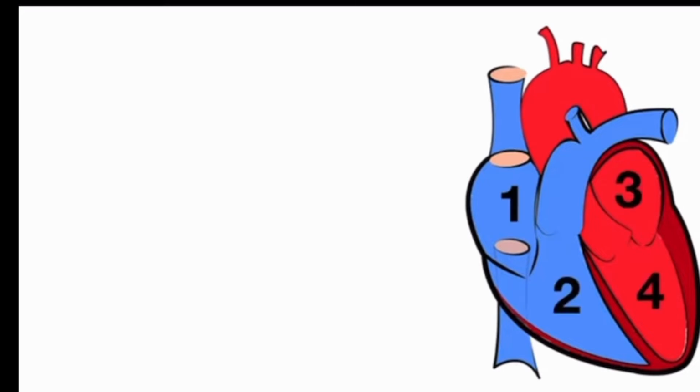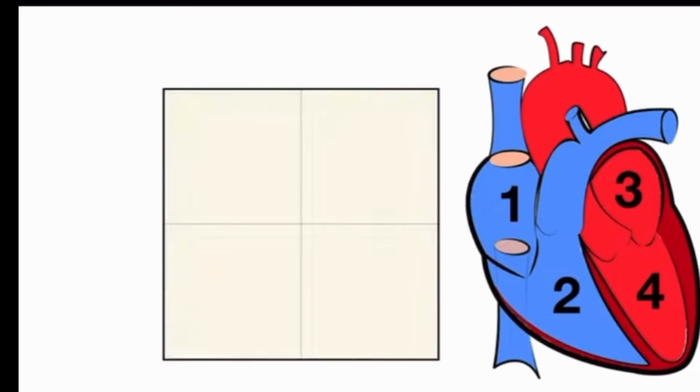You'll notice that there are 4 main chambers labeled 1 through 4 on the diagram. The way we're going to simplify this is we're going to turn the heart into a square, and we're going to divide that square into 4 different boxes. These boxes will represent the chambers of the heart, and you can see that they're labeled to correlate with the diagram. Next, you'll notice that the heart can be divided into 2 sides.